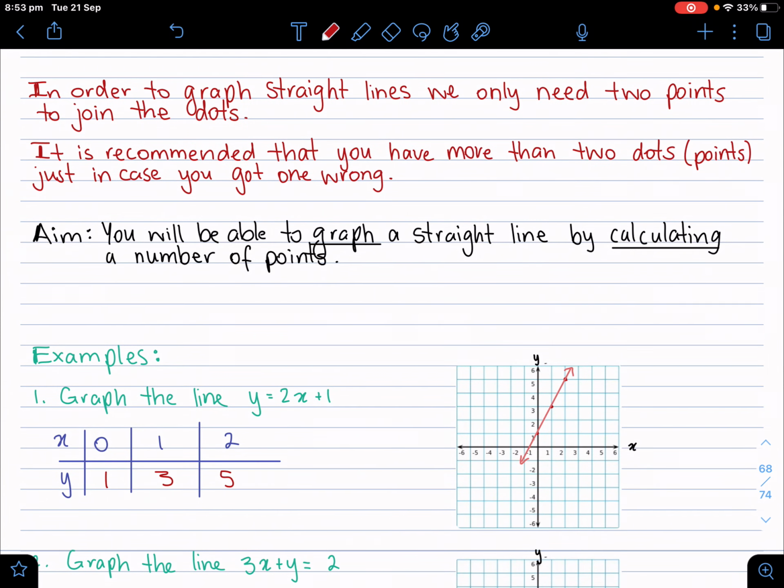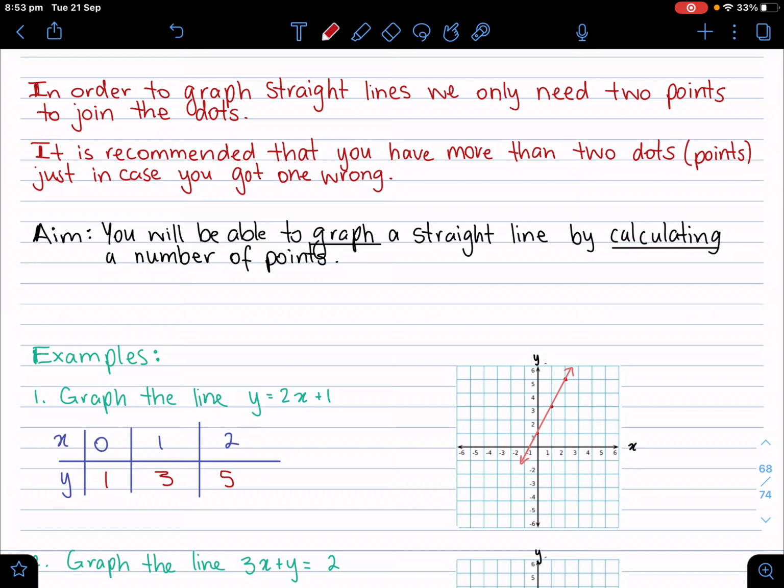In order for us to graph a straight line, we only need 2 points. Really, we only need 2 of those dots to join them and make a straight line. However, it is heavily recommended that you have at least 3 dots because you could have made an error in one of your calculations with one of the dots, and that's going to make your line all wrong. So if you have 3 dots, you can then find out whether you've made a mistake or not.